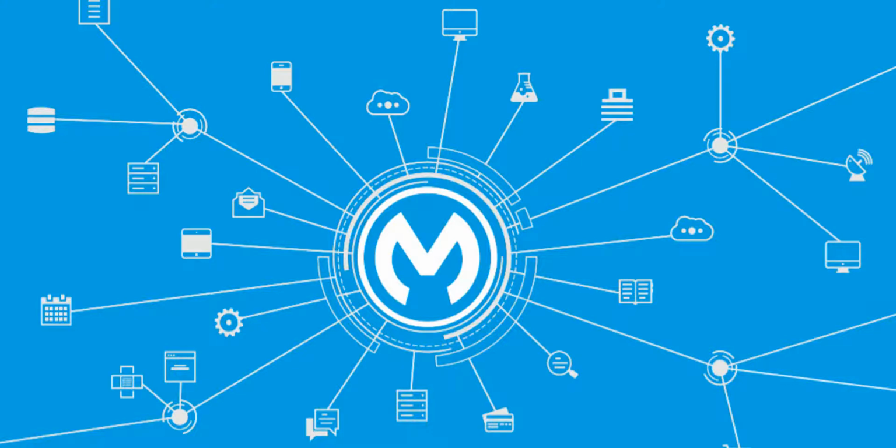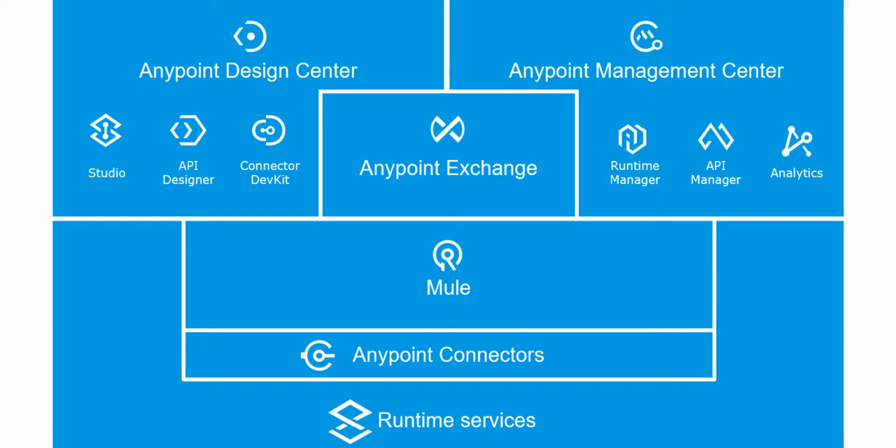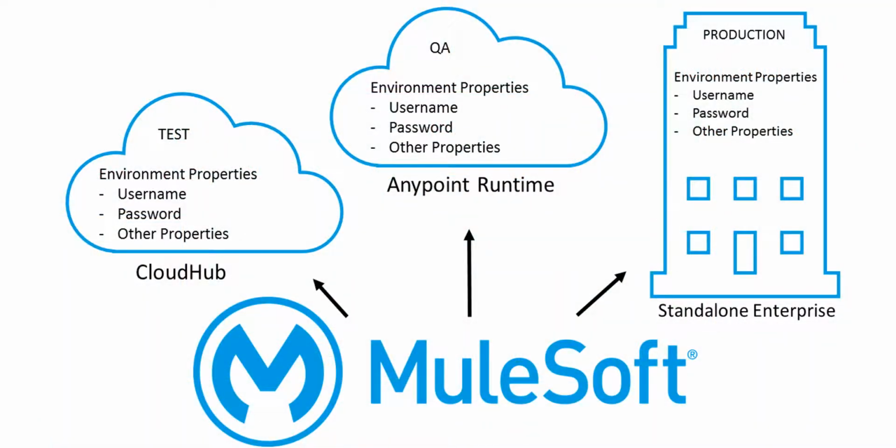MuleSoft provides business agility to companies by connecting applications, data, and devices both on-premises and in the cloud with an API-led approach. Unfortunately, there are challenges with build and deploy automation that Mule doesn't fully address. MuleSoft provides flexibility and choice for deployments across on-premises and cloud implementations, Cloud Hub, Anypoint Runtime, and Standalone Enterprise. Handling MuleSoft deployments is not the same across servers, and managing the properties across the environments can be a challenge.